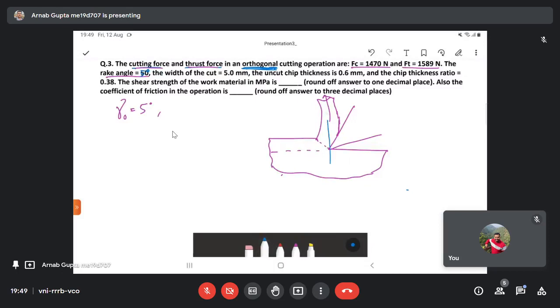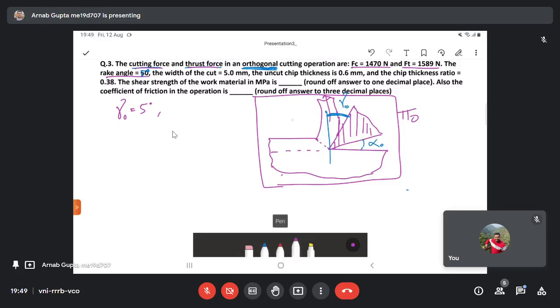So what is this angle? This is my tool, and I am viewing this entire thing on the orthogonal plane. So this angle will be the orthogonal rake angle. This angle will be the orthogonal clearance angle, although it's not required here, and still I am just mentioning it. What will be this angle? So you see a plane here, right?